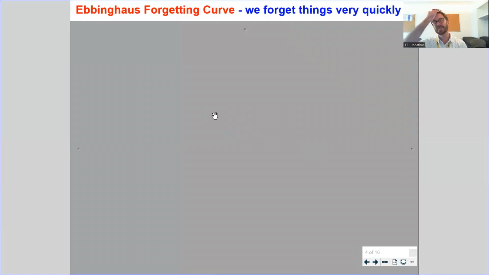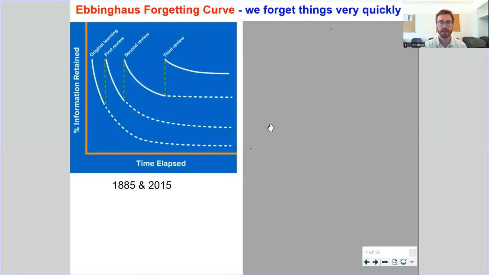Another thing that's very useful when we're learning a language is the Ebbinghaus forgetting curve. The name is not important. What is important is that we forget things very quickly. Ebbinghaus was a scientist who was interested in the brain a very long time ago, 1885. But more recently, in 2015, researchers redid his experiments and found the same information. It's about the percentage or the amount of information that you retain or keep in your brain over time. Often the first time we learn something, we forget most of it, like 90% of it very quickly.